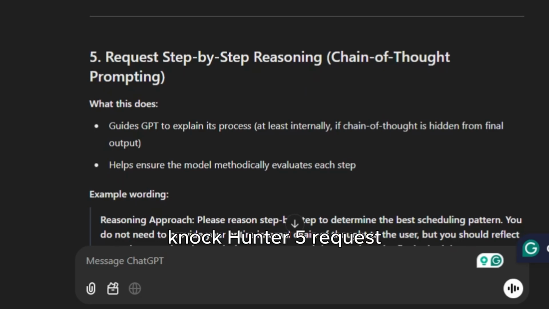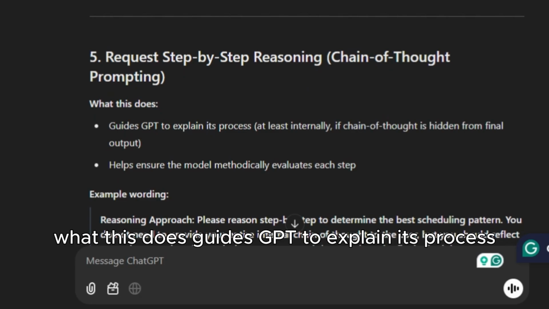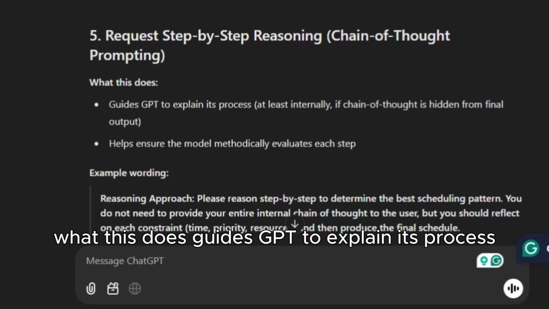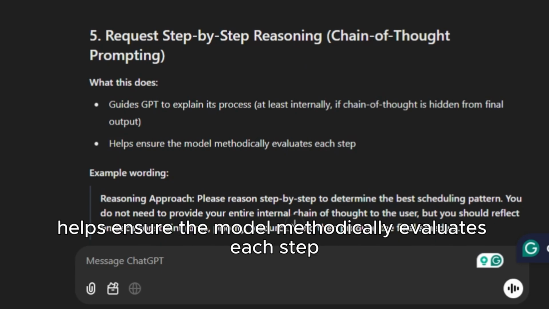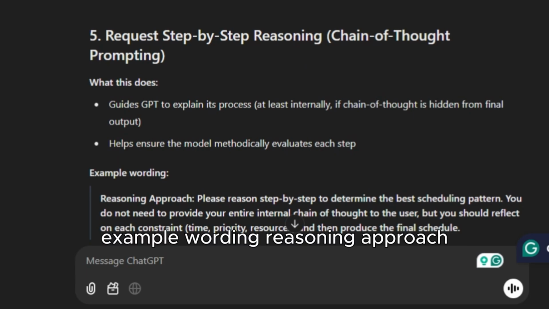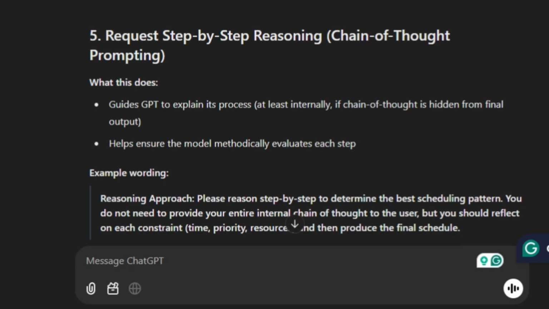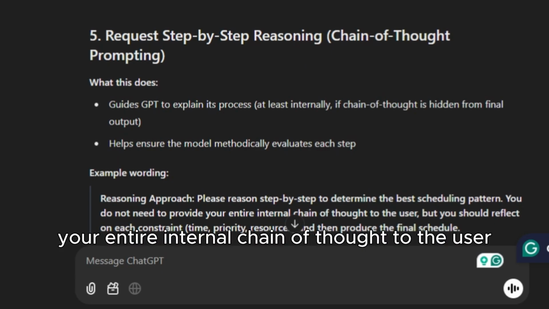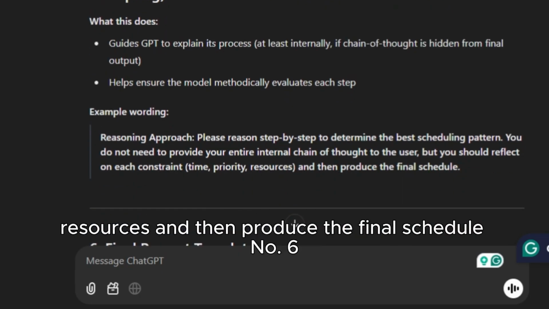5. Request step-by-step reasoning, chain of thought prompting. What this does: it guides GPT to explain its process, at least internally if chain of thought is hidden from the final output, and helps ensure the model methodically evaluates each step. Example wording, reasoning approach: Please reason step by step to determine the best scheduling pattern. You do not need to provide your entire internal chain of thought to the user, but you should reflect on each constraint, time, priority, resources, and then produce the final schedule.